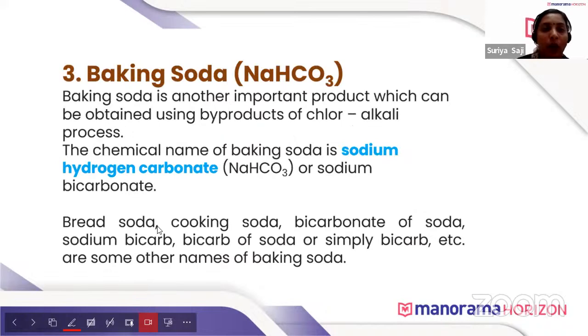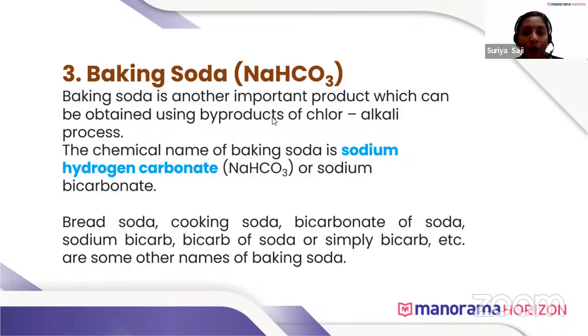Then next is baking soda. Baking soda is also obtained using byproducts of the chloralkali process. The chemical name of baking soda is sodium hydrogen carbonate or sodium bicarbonate. Hydrogen is there, that's why it's known as bicarbonate. Then there are other names of baking soda, such as bread soda. Just read them out.